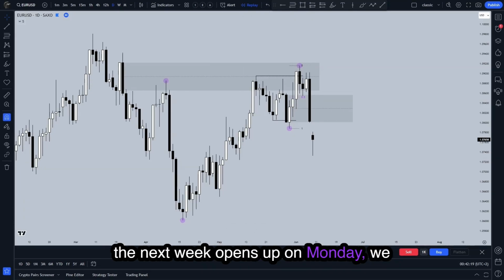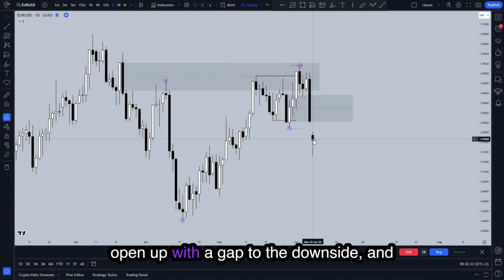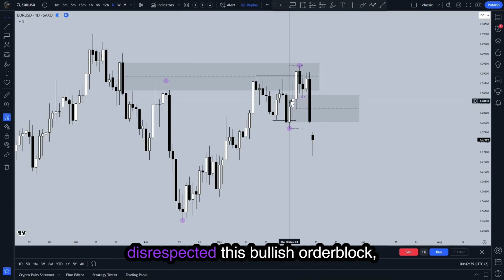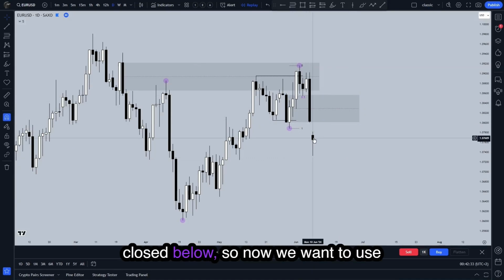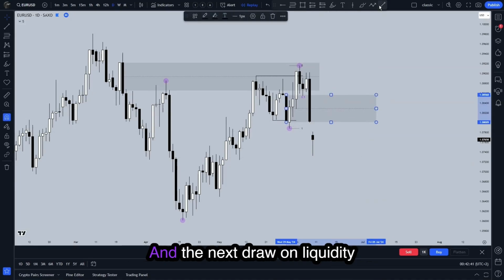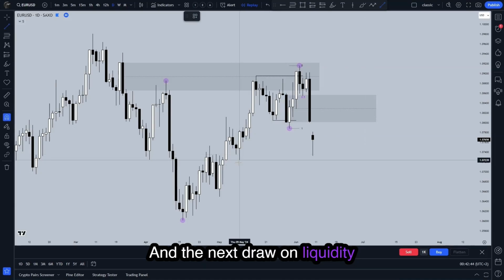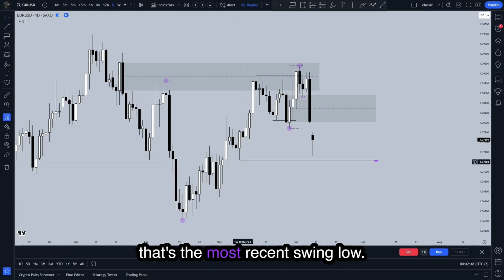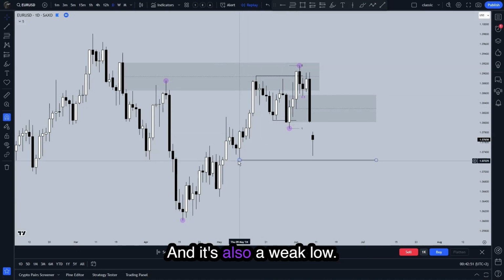On Monday, we open with a gap to the downside. And you can see here we have clearly disrespected this bullish order block, with a close below. So now we want to use this level as a level for lower prices. The next strong liquidity would be this swing low here. That's the most recent swing low, and it's also a weak low.